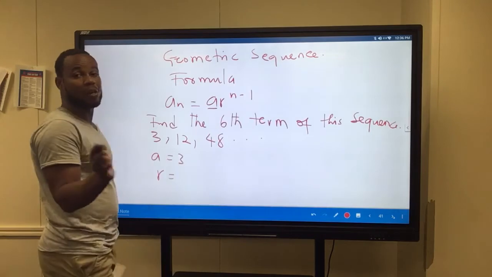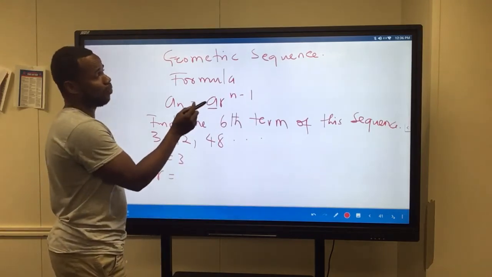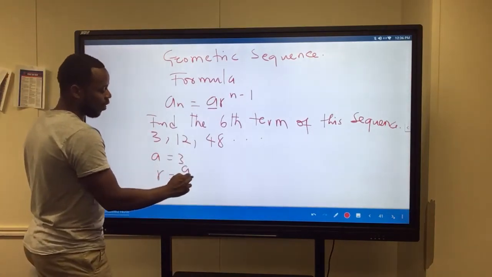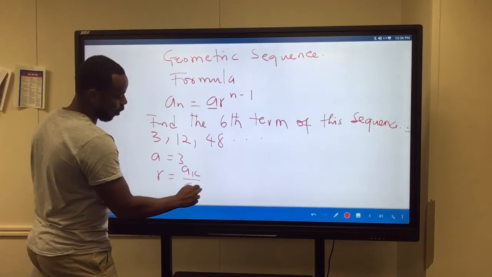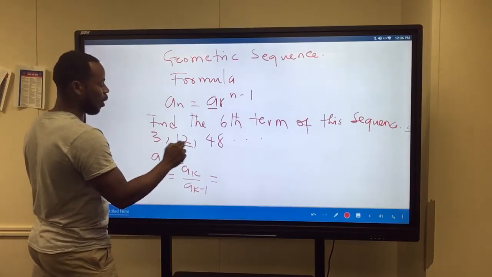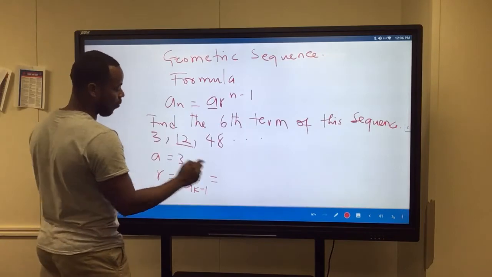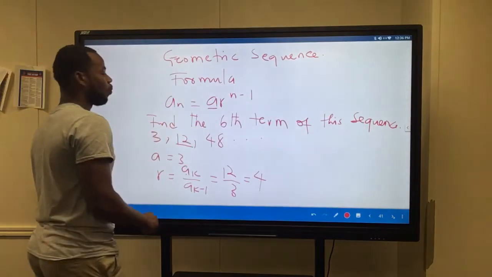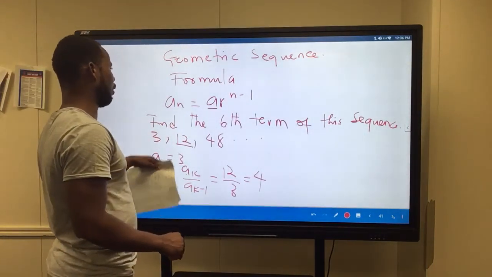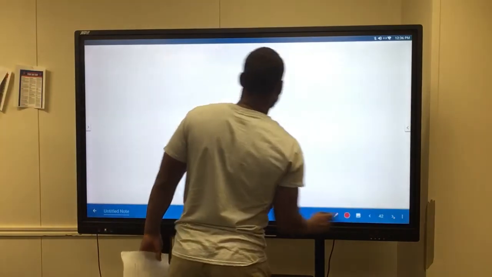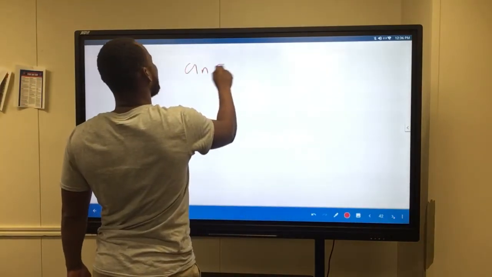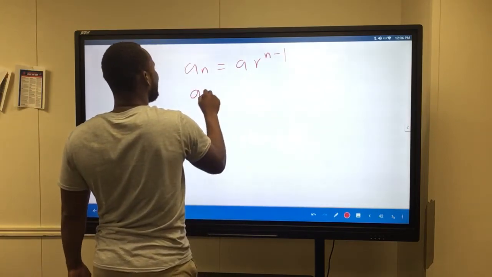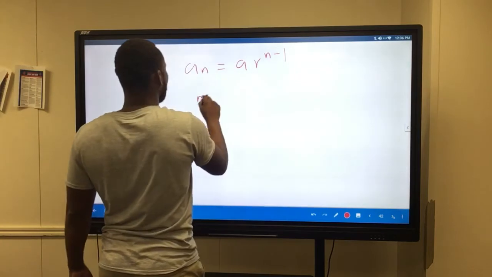We told you that the only difference is that in the geometric sequence, the common ratio is given as a_k divided by a_(k-1). Which is the second one divided by the previous one, which is 12 divided by 3, and that is 4. So for me to find it, use the formula. Remember, the formula says that a_n is equal to a r^(n-1). Now they said we should find the sixth term, so it means n is equal to 6.